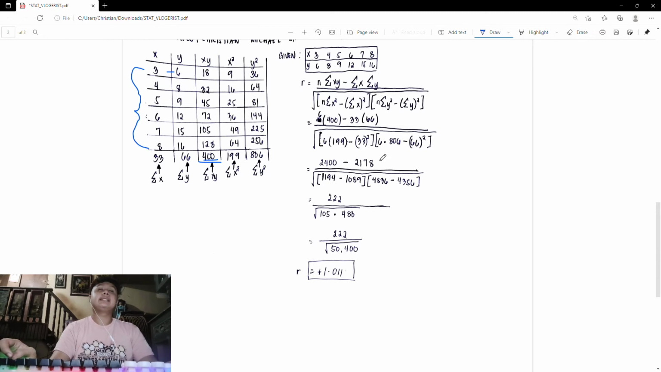We substitute the values and then we solve it. 6 times 1, and we solve until we get the value of correlation, which is equal to plus 1.011. So this is the value of correlation r.